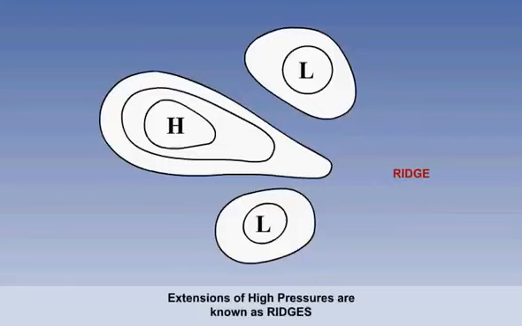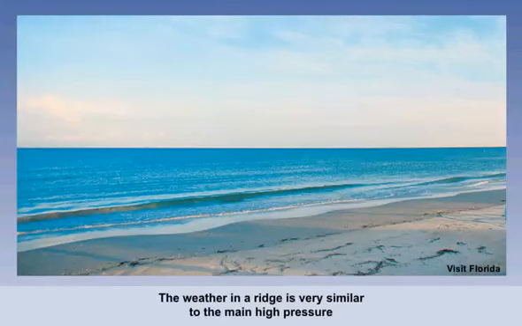By analysing the pattern of the isobars, it is possible to see the shape of the high pressure. If we can see the isobars forming a finger-like protrusion away from the centre of the high, then we call this a ridge of high pressure. Ridge weather is usually identical to the weather found within the main high pressure. Air is still descending and diverging.